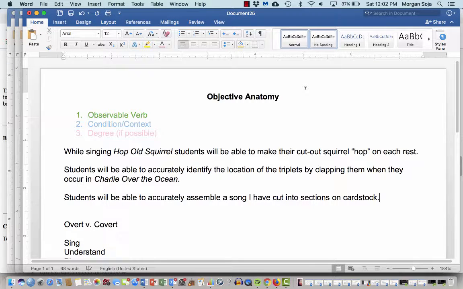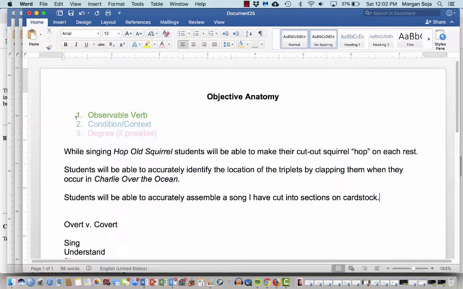Hey folks, I just wanted to make a reference video for you on objectives because you're going to be writing a lot of objectives from now until the foreseeable future. So let's talk about what's in an objective and some of the things you want to do and maybe some things you don't want to do when writing them.